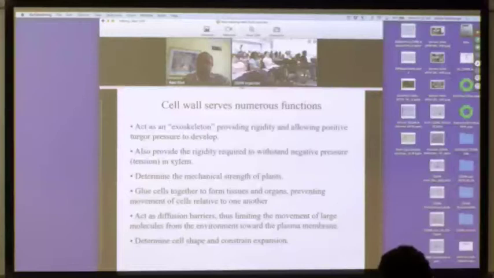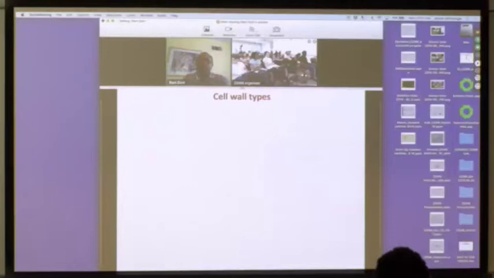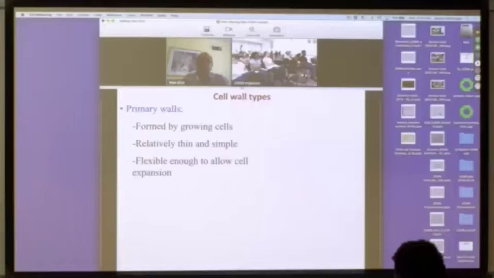So in terms of cell wall types that you will hear about in various talks in the working groups and the retreat, you'll hear about primary walls.